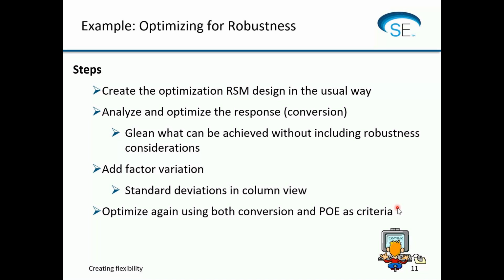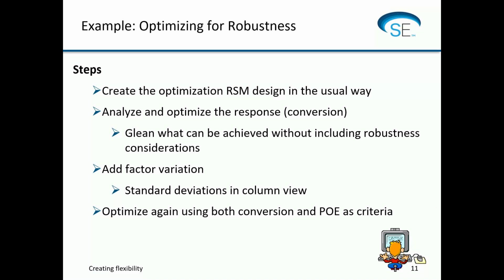Then we're going to come back in and we will make some additional entries in our design to produce the expected amount of variation to our factors. And then we'll come back in and use propagation of error as an additional criteria when we optimize. So that's kind of the script for what we're going to be doing.